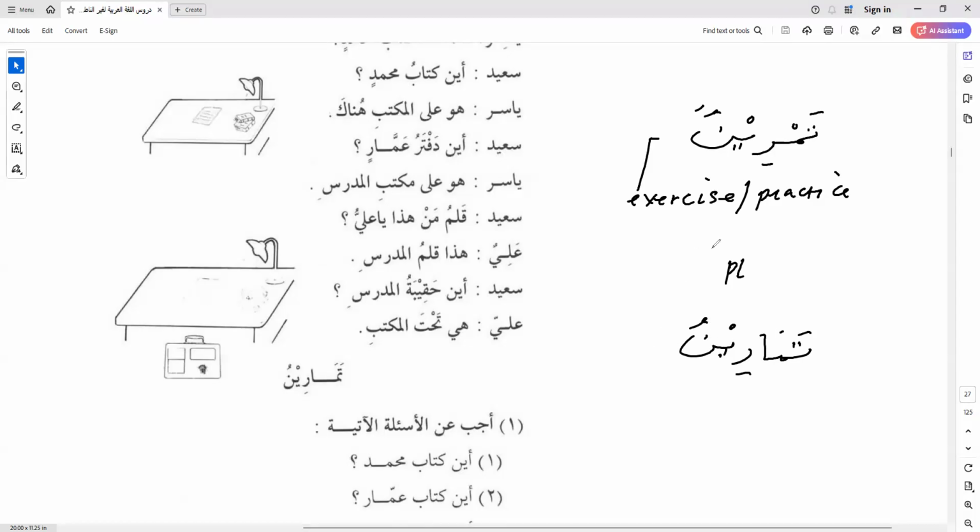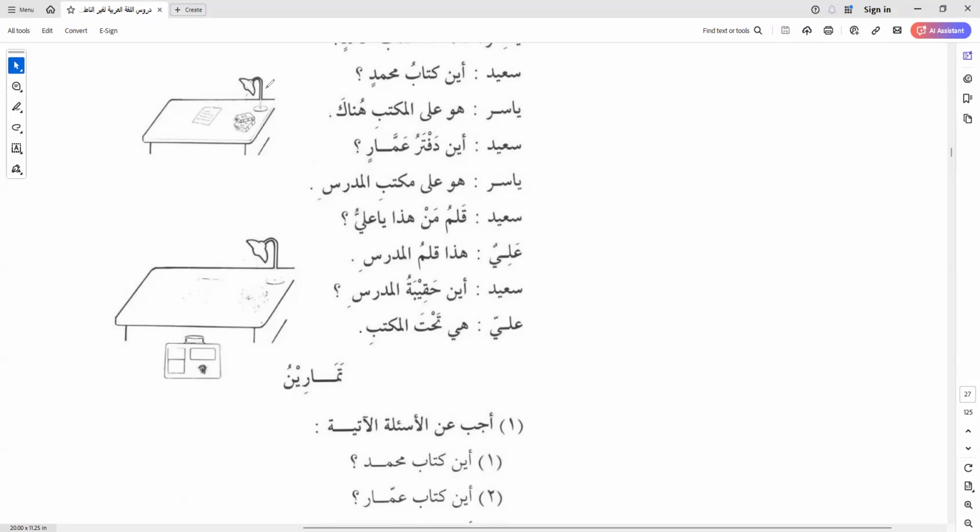Tamarinu. So this is exercises. That's a lot, right? More than 3 exercises. Here, we're going to answer. The writer is saying, answer the following questions.